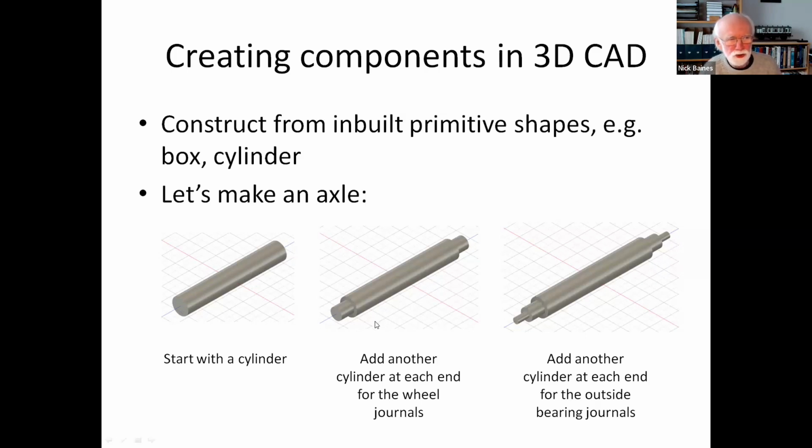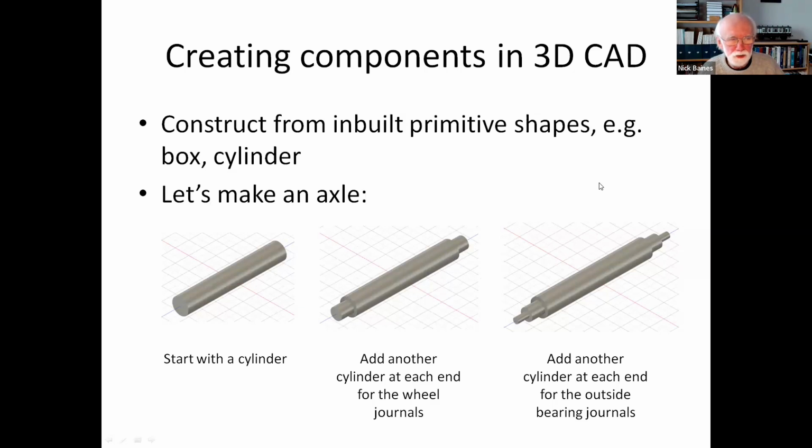Then we add two more cylinders, one there and one there. So we tell the program that we want a smaller diameter, we want a smaller length, and we want these cylinders coaxial with that one and located on the ends there, like that. And those give us the journals for the wheels. And then over here, assuming that it's an outside bearing, we add two more cylinders that will run in the outside bearings, and that is our axle. So basically three operations, and we've got an axle.